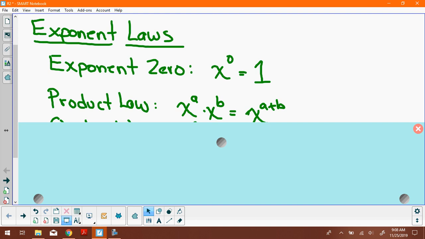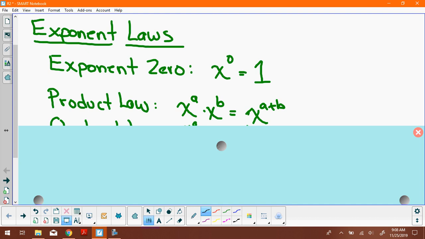Okay, our product law, which is if you have two powers with the same base, you're going to multiply those together, right? So as a side example, if I had something like 7 squared times 7 to the 4, we know we just add those exponents together and you would get 7 to the power of 6.